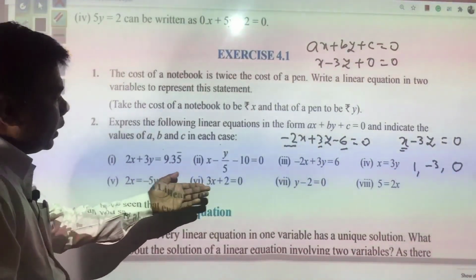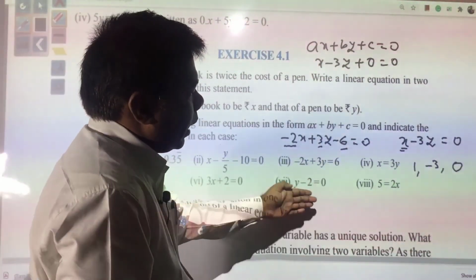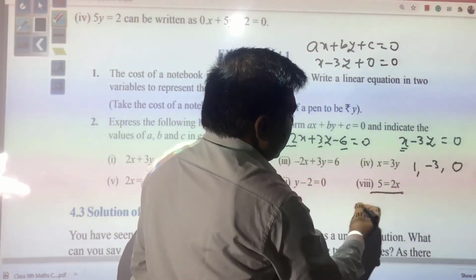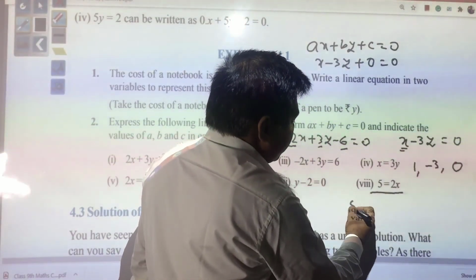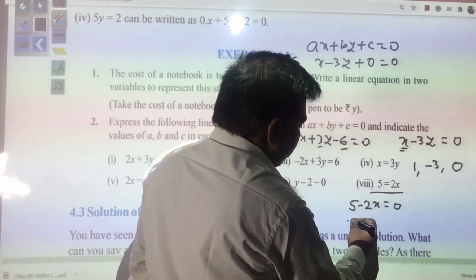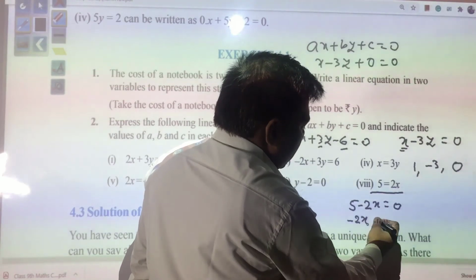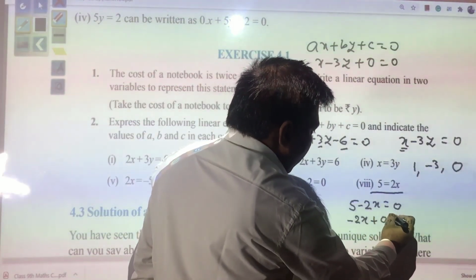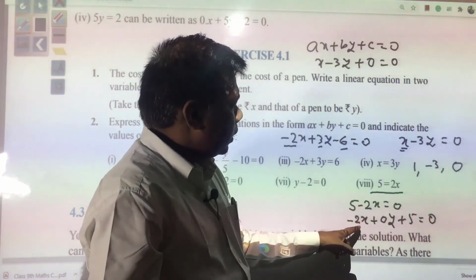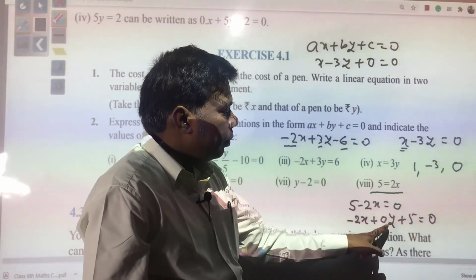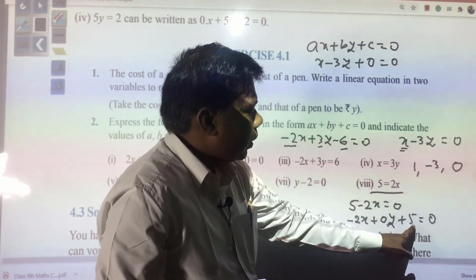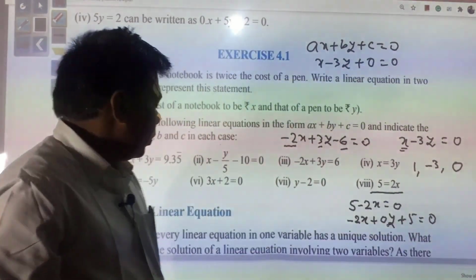In this way these also are required to be done. I hope you will understand and be able to do it. Here you see 5 is equal to 2x, it means 5 minus 2x is equal to 0, or you can write minus 2x plus 0y plus 5 is equal to 0. In this case a is equal to minus 2, b is equal to 0 and c is equal to 5, and that will be your answer.